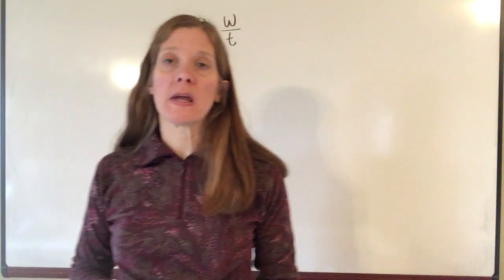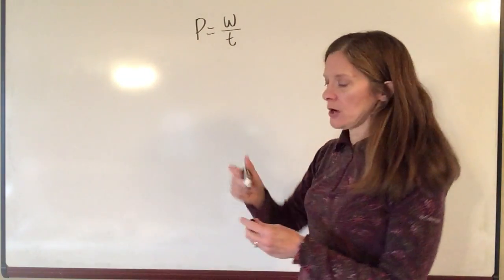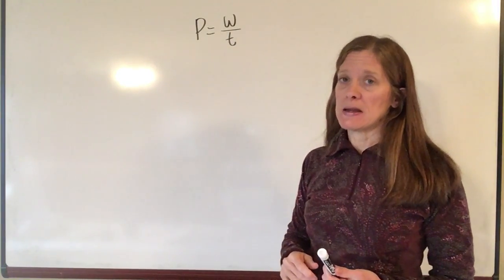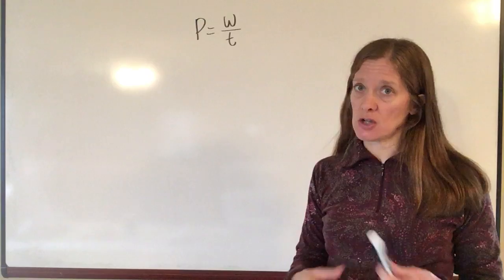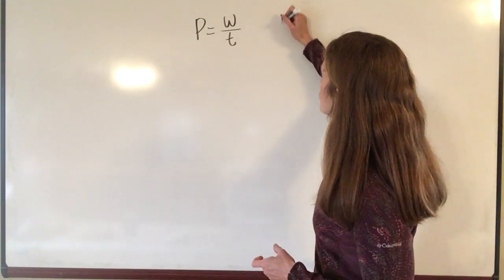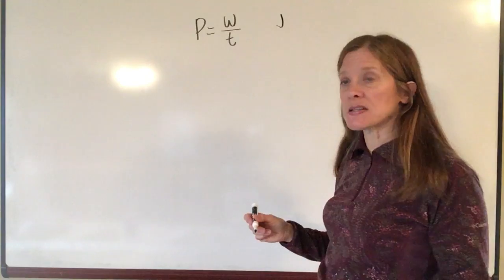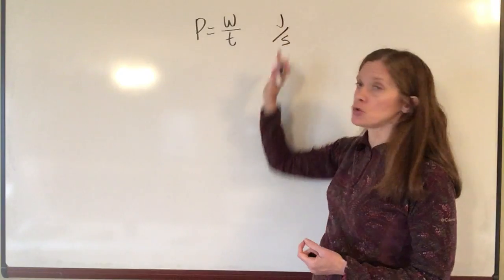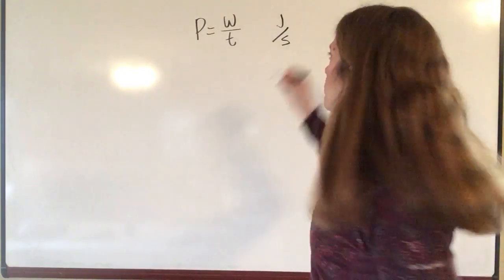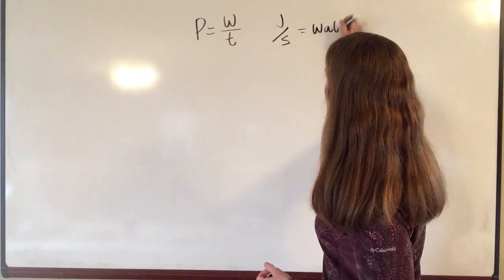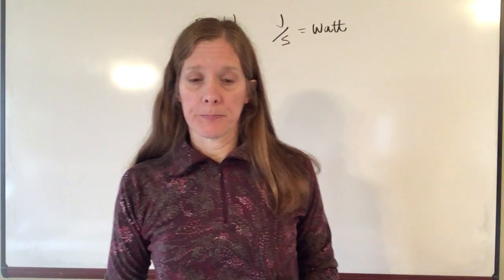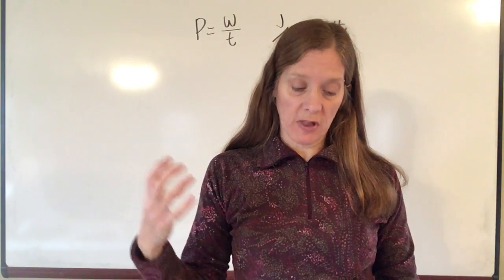Back in Module 8, we learned about energy and power. We learned that power is equal to the amount of work done in a specific period of time. Work has the same units as energy, so work is measured in joules, and our SI unit for time is seconds, so the unit for power is joules per second, which we also called a watt.